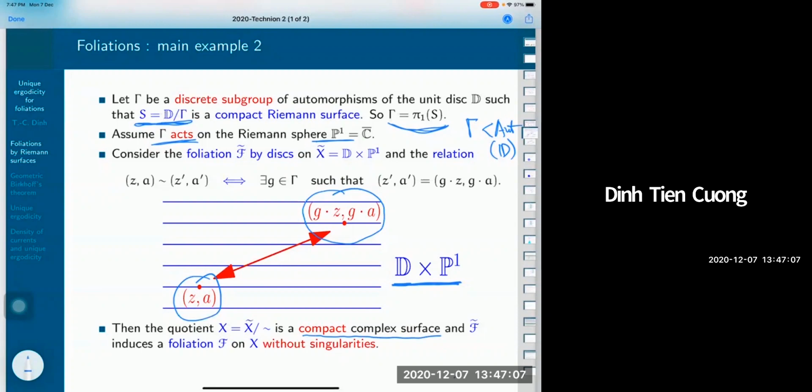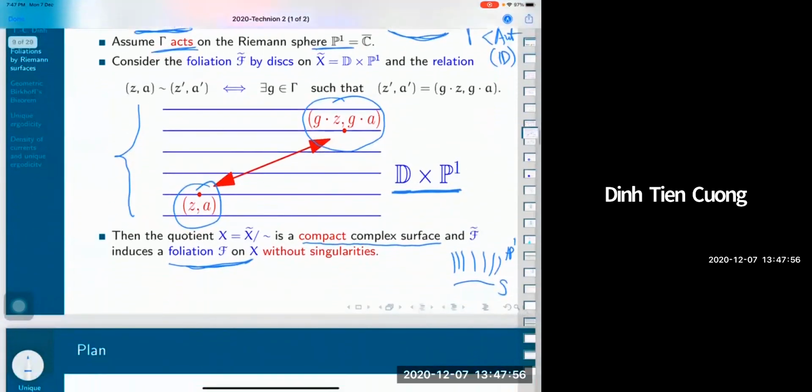Basically you have the surface S here, and you have a fibration by P1. This is our quotient. Here I have a foliation by the blue curves, and when you take the quotient, you have a foliation on X, on the quotient. In this case, you don't have singularities. So now, in order to study the action of gamma, you can study this foliation. This is one way to study gamma using the foliation. So this is the second family of foliations. There are other examples, but I will not consider them here.